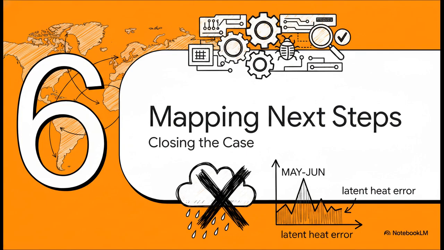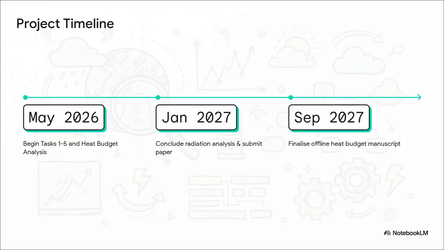Section 6. Mapping the next steps, closing the case. So, having isolated the glitch to this highly specific spatial and seasonal footprint, what happens next? Well, you document it, and you fix it. Arnold Sullivan's timeline maps a rigorous path forward for this specific project. It pushes from the deep oceanic heat budget analysis that began in mid-2026, advancing through complex shortwave and longwave radiation analysis in early 2027. All of this intense forensic climatology builds towards a final manuscript and thesis submission by September 2027. It's just a structured, relentless pursuit of accuracy.